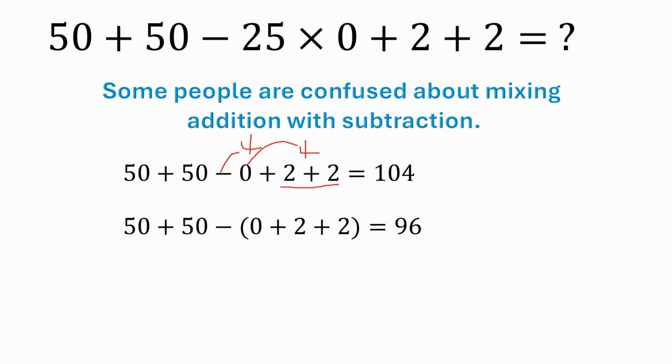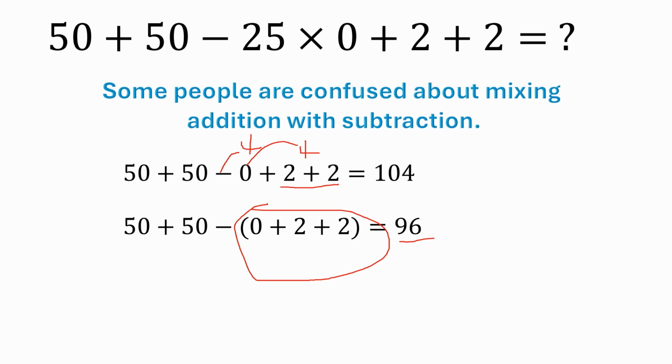Once again, addition and subtraction have equal precedence. Subtraction is the same thing as adding a negative number. In order to get 96 as an answer, you would have to have parentheses around 0 plus 2 plus 2, because then the minus sign is distributed throughout all three of these numbers. So it'd be minus 0, minus 2, minus 2. Then you would get 96. But yeah, what they're doing is very strange.